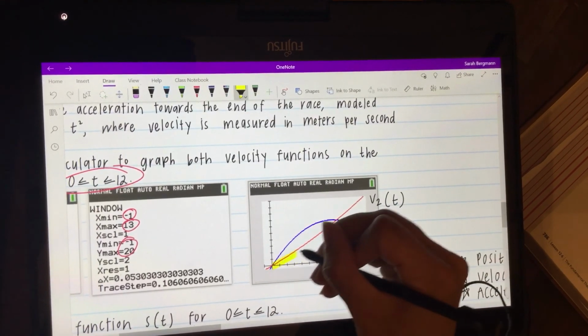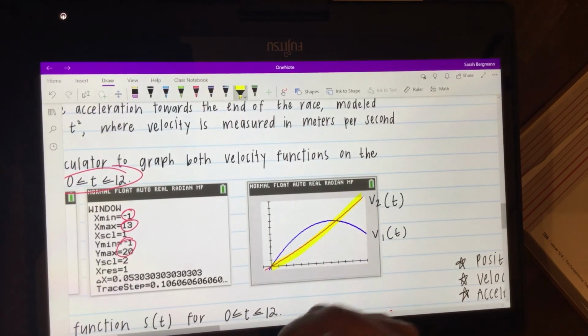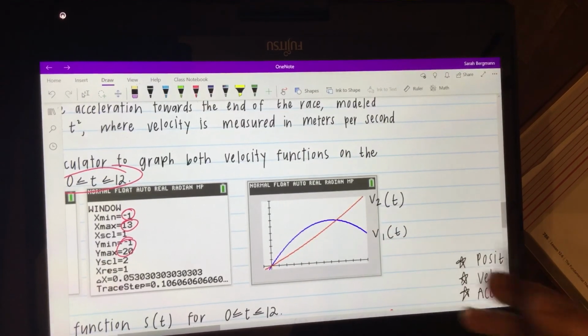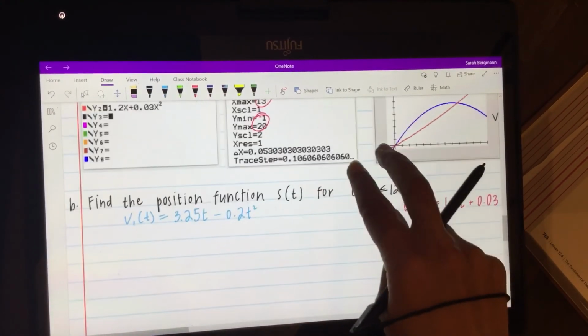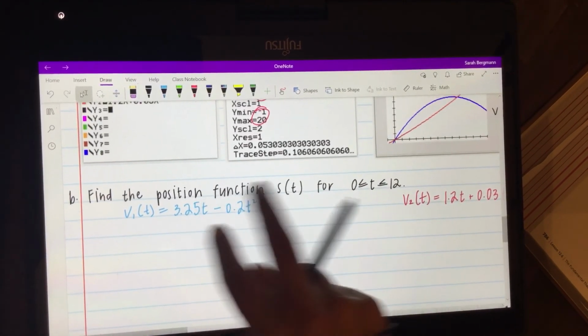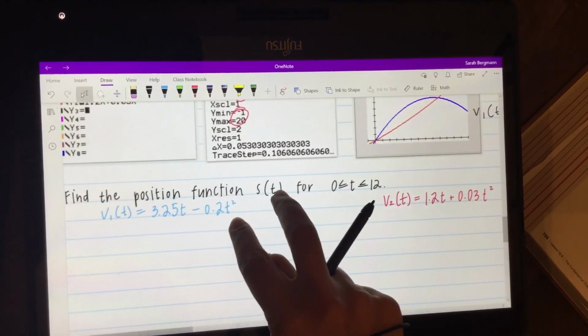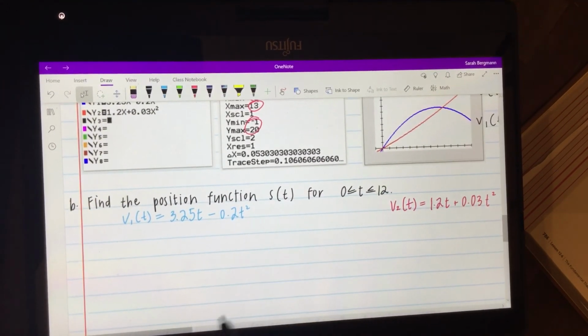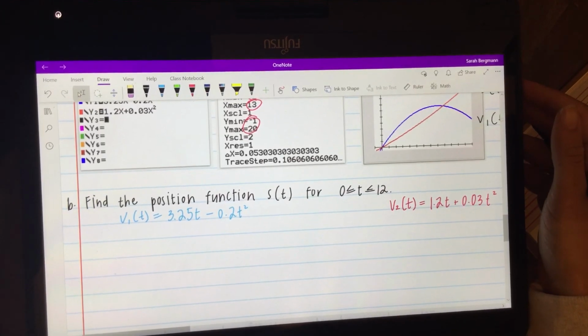Or do you think it's better for her to speed up throughout the entire race? Take your guesses. Which one's going to win the race? The first thing that we need to do to figure out which strategy is better is find the position function s of t for both velocity functions.